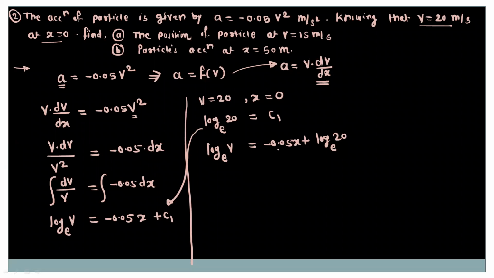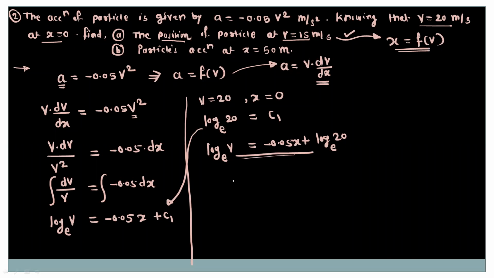From this, we can write the equation for the position x as a function of velocity. Because if you refer to the first question, we have to find the position of the particle at v = 15 meter per second. For this, we will require one equation for the position, which will be a function of the velocity. So try to get this equation from this equation.